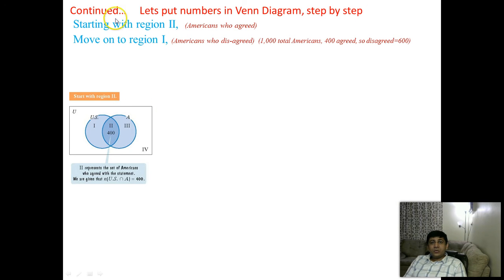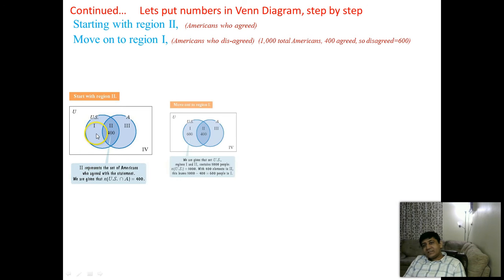Now move on to region 1, which is the US region here. This region represents those Americans who disagreed. We know that 1000 were total Americans, and 400 agreed. Simple math tells us the difference of these two will be those who disagreed. So this region will have 600.